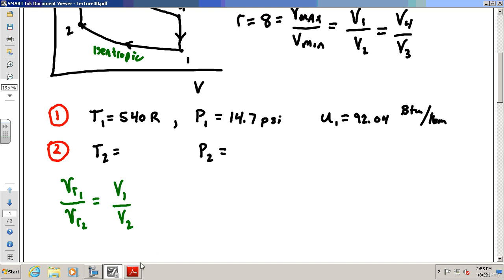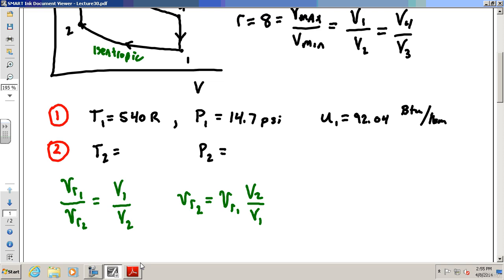Okay? Here's the deal. Here's what you can do. What do I want to solve for here? I actually want to solve for VR2. So I'm going to redo this equation. VR2 is equal to VR1 times V2 over V1. Now, what's V2 over V1? What's V1 over V2? 8. So what's V2 over V1? 1 over 8, yeah. And what's VR1?